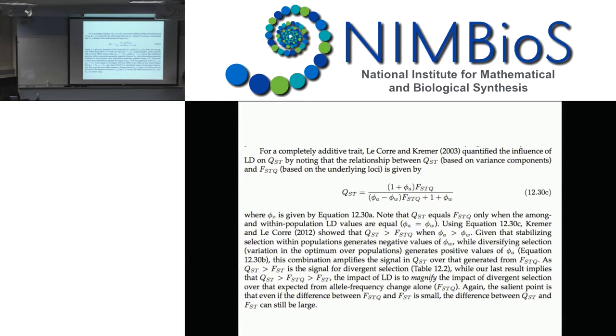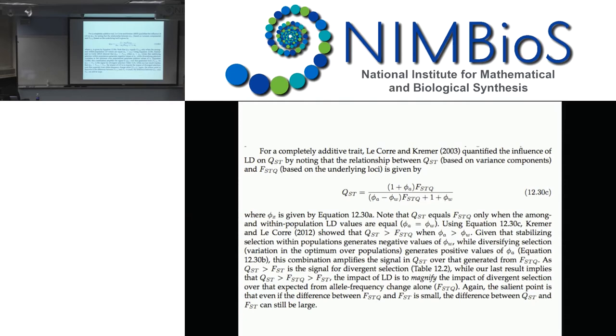However, you can still get a much larger QST than FST_Q because of disequilibrium. Basically, this expression is satisfied when these things are equal, and usually that means they're zero. And if these things are unequal, so that the disequilibrium among is bigger than the disequilibrium within, which again almost always happens, then your QST is actually much larger than the FST you'd get if you actually observed the underlying loci.